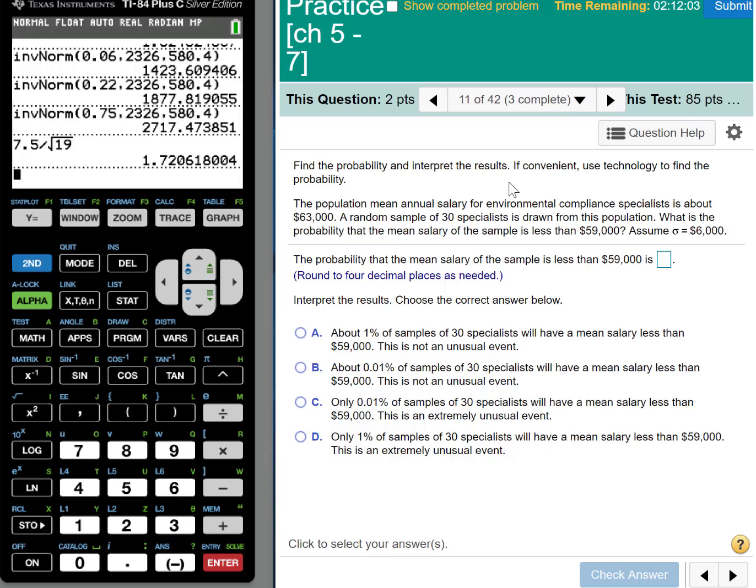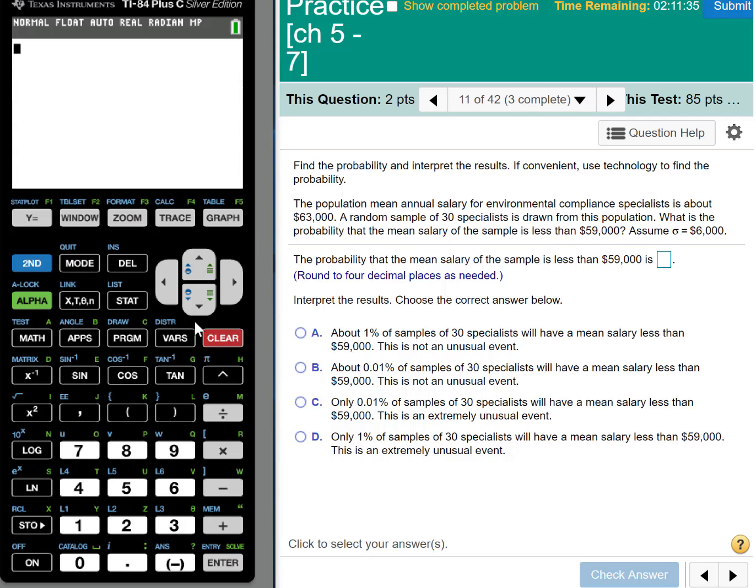Find the probability and interpret the results. If convenient, use technology. The population mean annual salary for environmental compliance specialists is about 63,000. A random sample of 30 specialists is drawn from this population. What is the probability that the mean salary, it's about X bar. This question is not about X, it's about X bar. That mean salary of the sample is being less than 59,000.